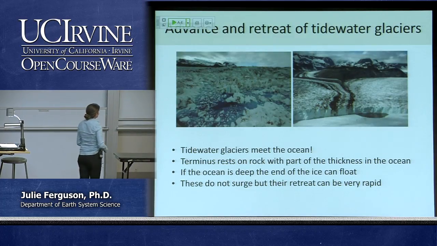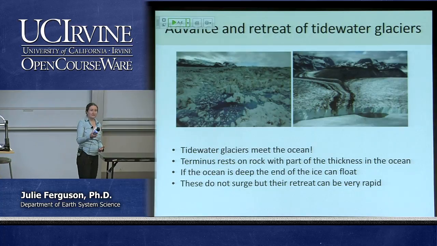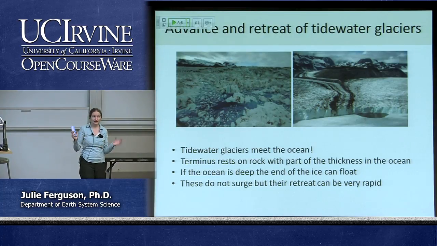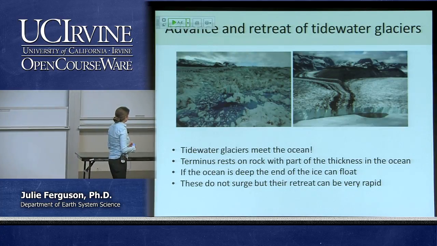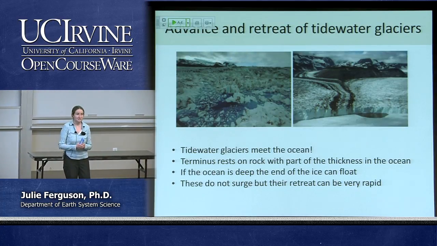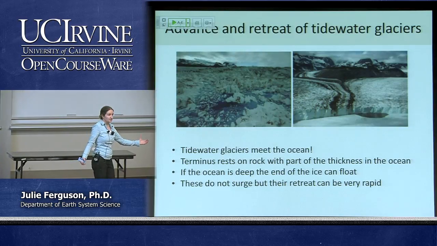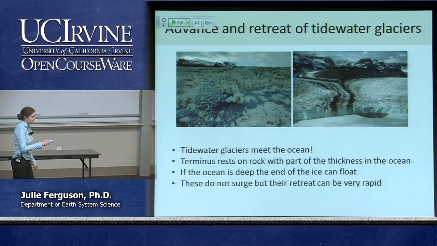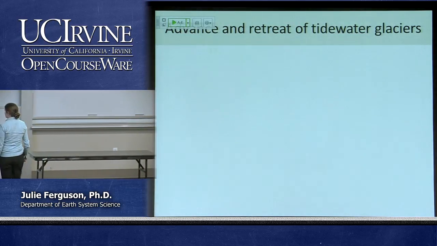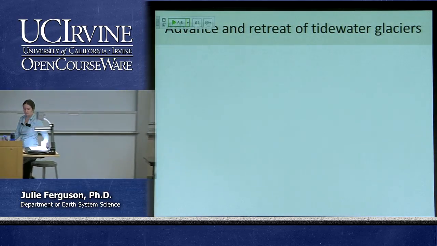Okay, and so these don't surge, but all of those examples that we were looking at as part of that extreme ice survey, like the Columbia Glacier and another example we're going to look at, these are tidewater glaciers, and you saw how quickly they can retreat and how much mass they're losing by calving. So let's, again, draw some of what's going on.